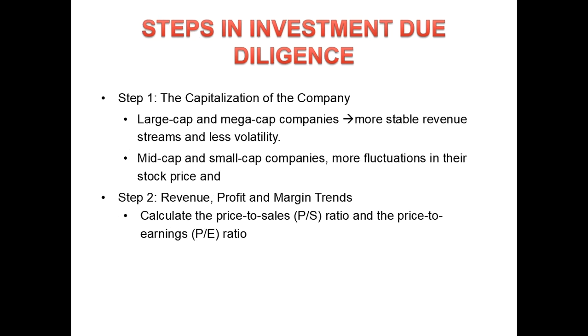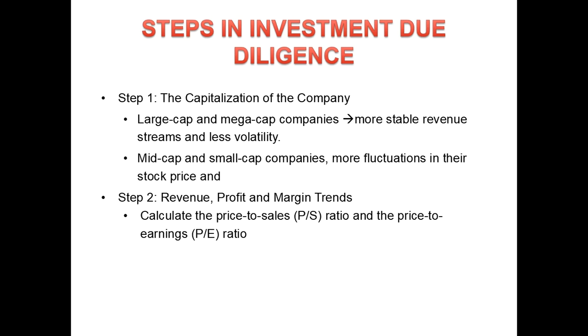So let's look at the steps in the investment due diligence. First is the capitalization of the company. You have to see if it's a large cap or a mega cap company. Then it will give more stable revenue streams and will have less volatility. Mid cap and small cap companies will have more fluctuations in their stock price.